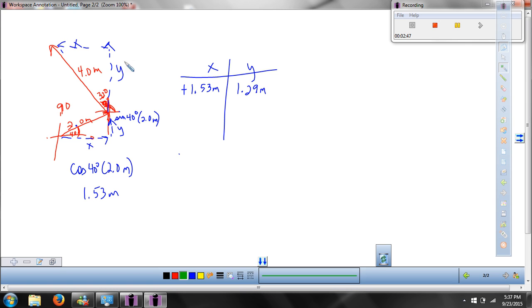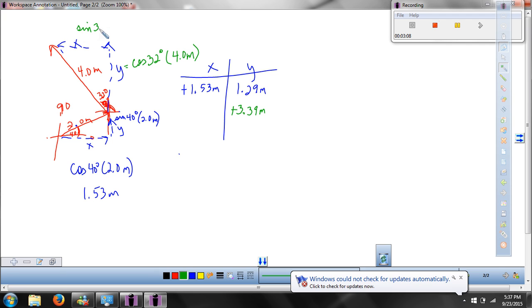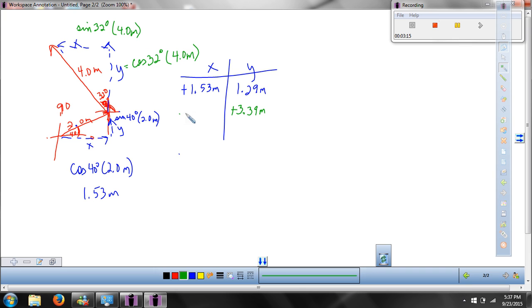Now I'm going to do the second leg of the trip. So this is going to be cosine of 32 degrees times the hypotenuse of 4. That's a positive y. And that positive y, I got 3.39 meters. And then this x, I said, is the sine of 32 degrees times 4.0 meters. And in this case, the sign is to the left, so it's going to be a negative. And when I did that, I got 2.12 meters.